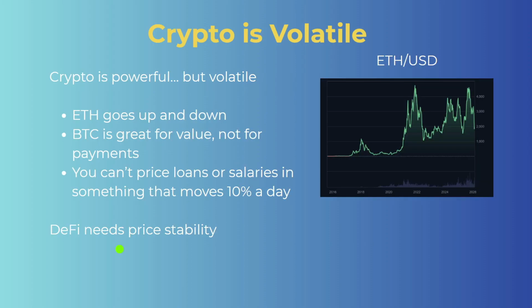So let's start by understanding why these stablecoins have been invented. The main reason is that crypto is powerful but very volatile, so we have something that can range from $0 to $4,000, and for everyday use it's not very useful. In fact, it goes up and down.